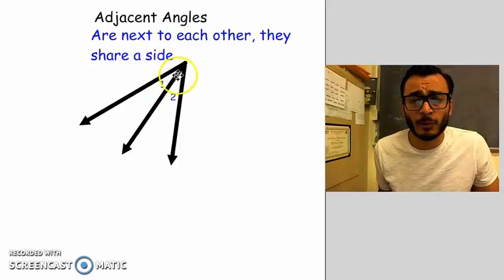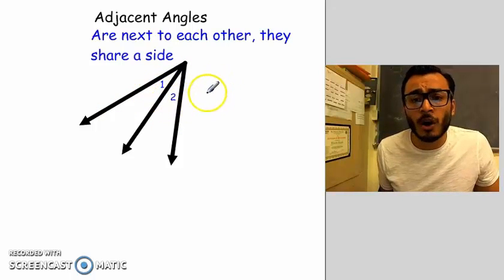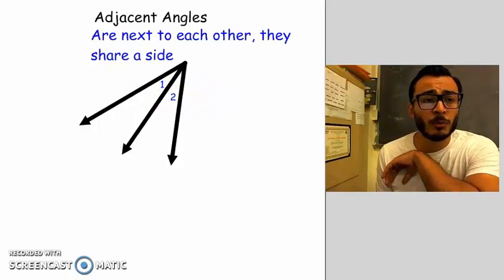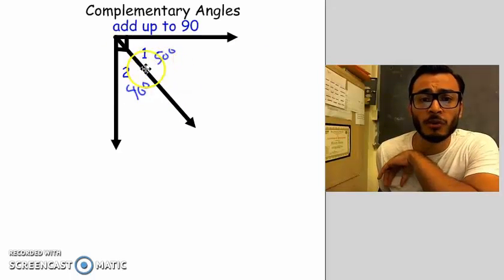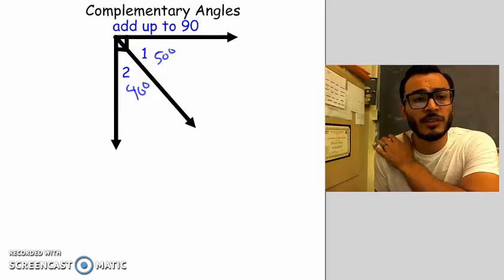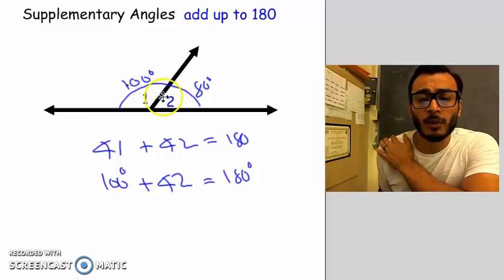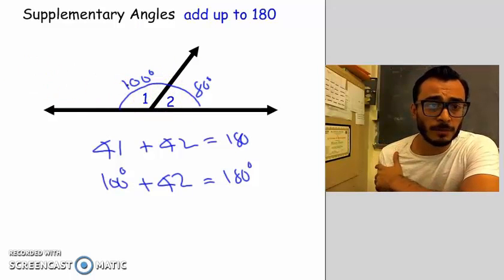Adjacent angles, they're just angles that share a side and they're next to each other. So angle 1 and angle 2 are adjacent. But also, we can apply that to these guys. These are also adjacent. Angle 1 and angle 2 are adjacent here. Angle 1 and angle 2 are also adjacent here.